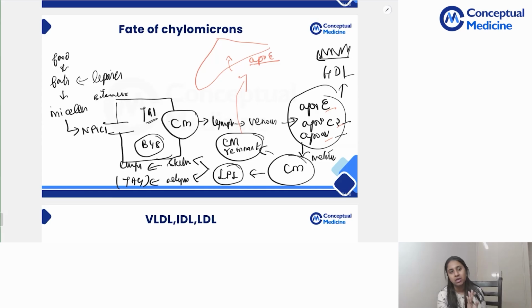ApoB48 will just be seen as a label to show that it is coming from your gut towards your liver, but it doesn't help in the degradation of the chylomicron. For a chylomicron to get degraded, ApoE should be there, and it is taken by the LDL co-receptor and internalized into the liver. Once inside the liver, it would be again degraded, and all the remainder cholesterol and triglycerides would be used in further metabolisms. So that we will know later.